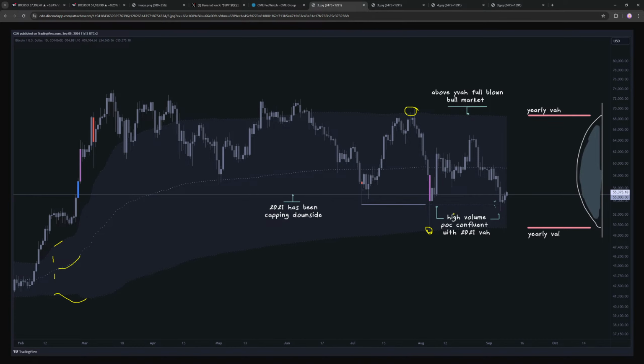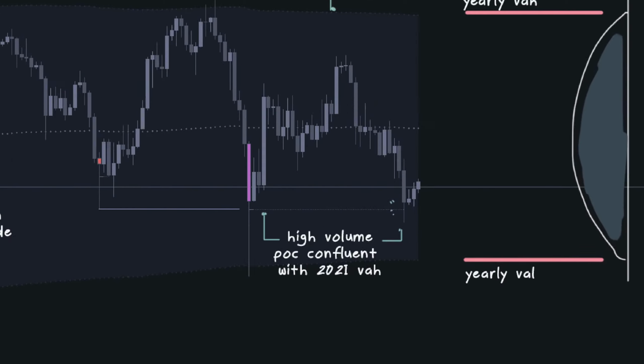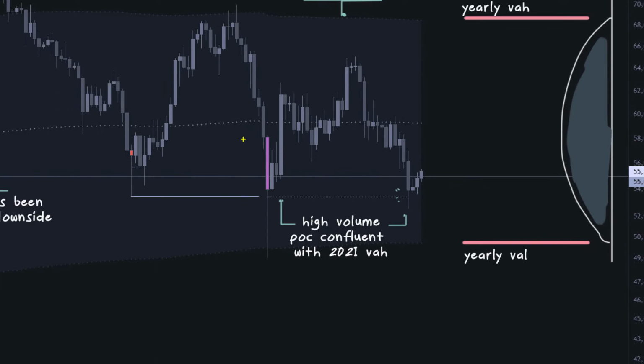Do we have any auctionable trades nearby? Well, essentially what we're doing is we are rotational within yearly value. We've got yearly value area high there. We've got yearly value area low there. During this break lower, let me zoom in a bit more for you guys. Like that. During this break lower, when we got capped at yearly developing value area low, we closed above a high volume point of control.